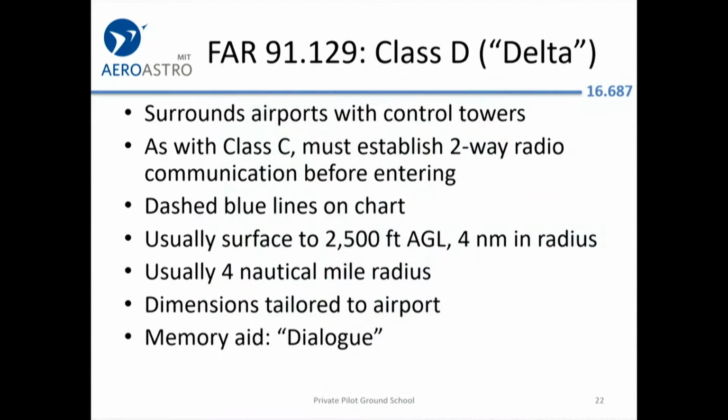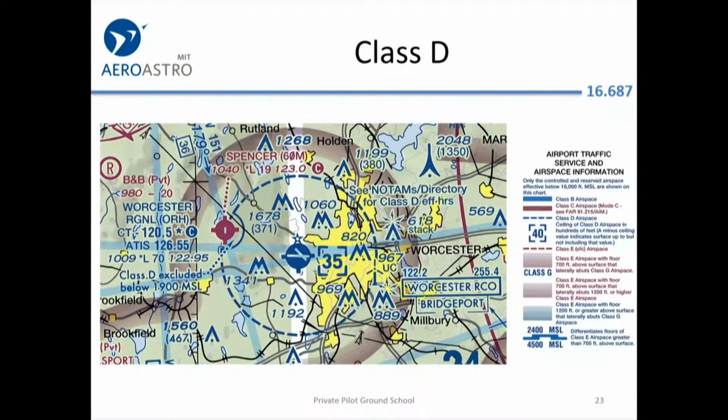So Class Delta, one of the airports we've been talking about, Hanscom, also known as Bedford, is a Class Delta airport. And so here you have to establish two-way radio communication as well. It's indicated by a dashed blue line. So this is an example of Worcester Airport, and you can see the dashed blue circle around the airport.